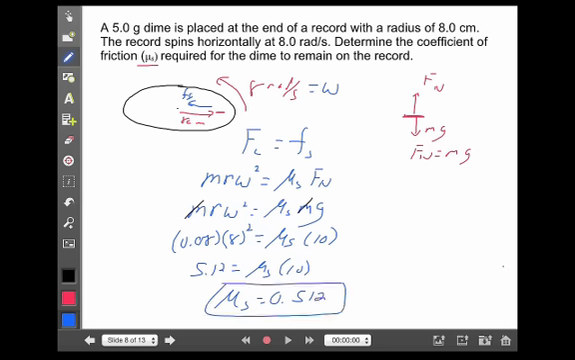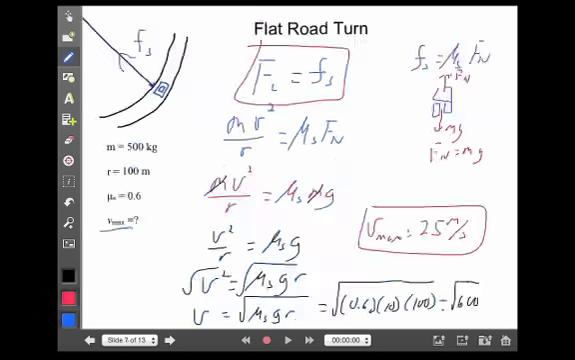Again, remember, coefficients of friction have no units. So again, that works either way, whether you have linear velocity involved or angular velocity involved. You just have to know which centripetal force equation to use.